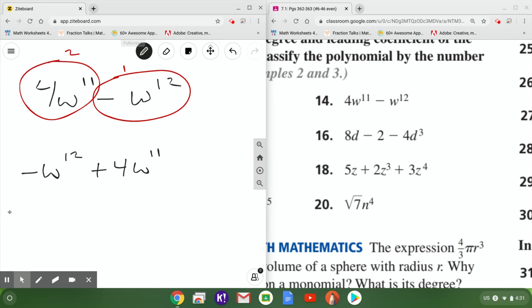I'm about to run out of time. What's the degree? Well, it's whatever's the biggest. The degree is 12. What's the leading coefficient? It's the leading number, which is negative 1. And then there's only 2 terms, so it's a binomial.